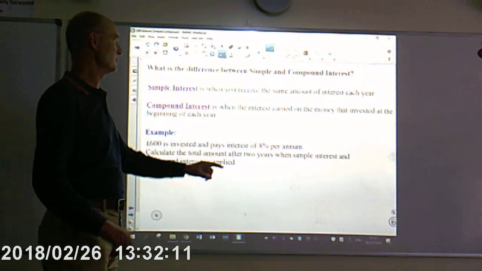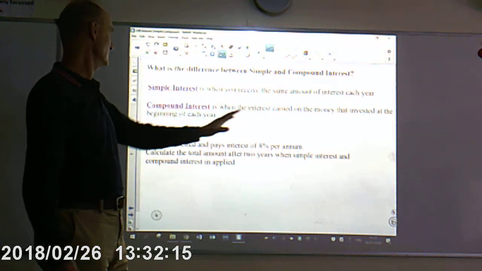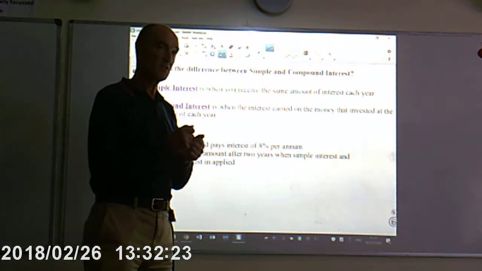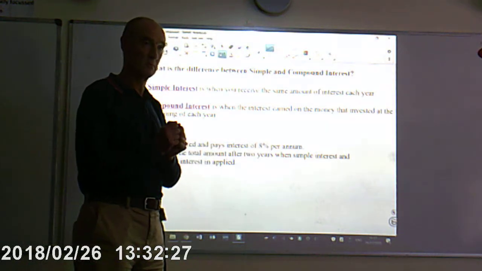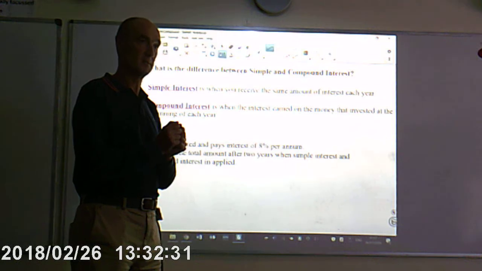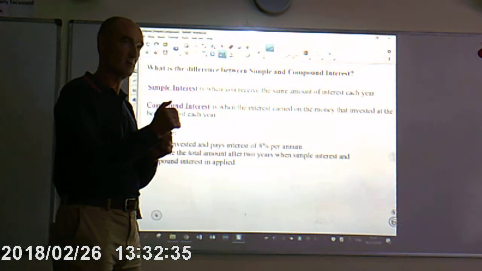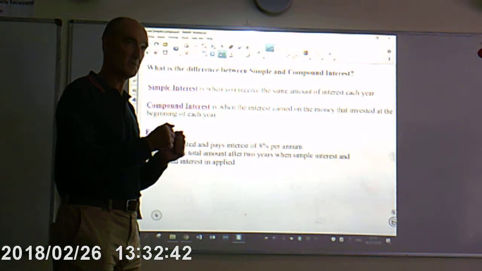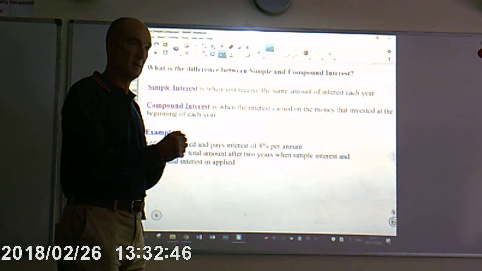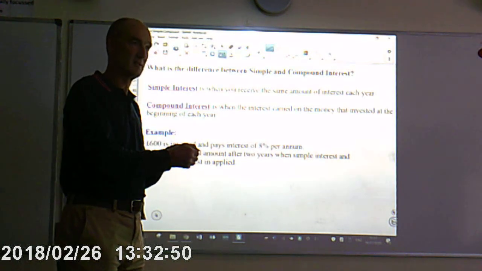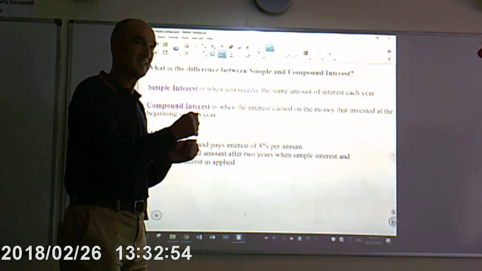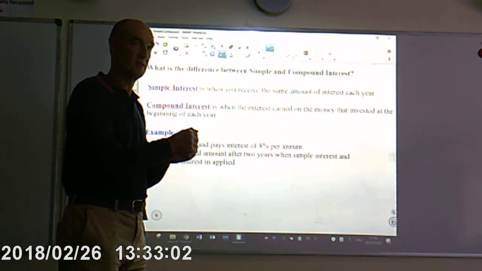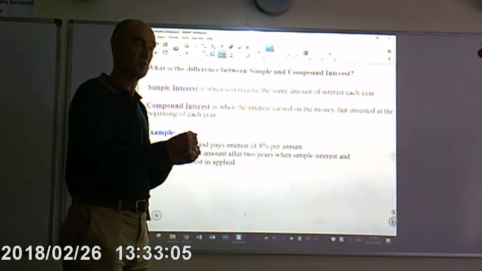Simple interest. Compound interest is when the interest earned on the money that's invested at the beginning of each year changes, doesn't it? Because what happens is if you invest your £1,000 at compound interest, and you say it's 10% compound interest, after the first year you've got £100 that you've earned in interest, your 10%. So the second year, what you're actually investing is the £1,000 plus the £100 interest you've had. So you've actually got £1,100 that is invested in that second year. So at the end of that second year, you get interest of 10% on that. So 10% of £1,100 is £110.